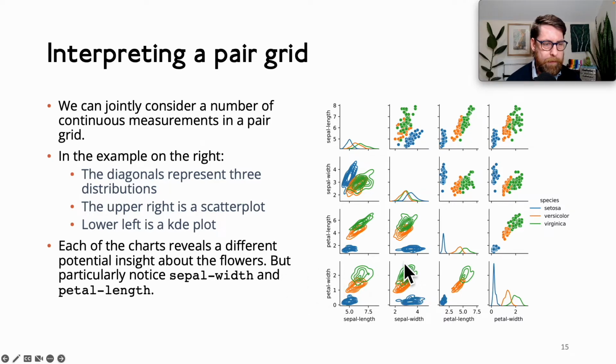It would seem that for virginica and versicolor, there's a bit of a relationship with the wider, longer. But look at this setosa flower. It has lots of wide petals and lots of narrow petals. It doesn't really seem to be too related with the petal length.